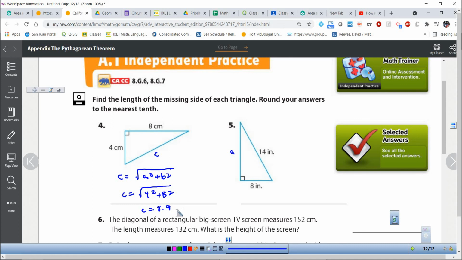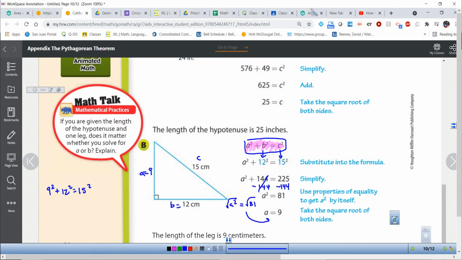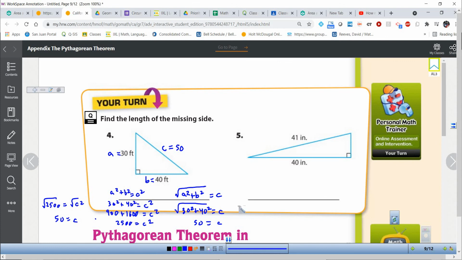And by the way, this one has units. It was centimeters. Did the other ones have units, by the way? They did. Bad, Mr. Reeves. B would be 9 inches. When there are units, you should put units on your answer. So notice they didn't. This would be centimeters. So just a reminder, anytime the problem has units, this would be 50 feet. Make sure you're putting those units on.